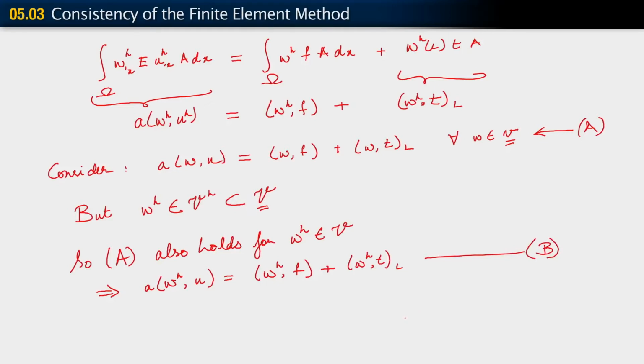Okay? Right, and this just comes from the fact that our finite dimensional weighting function also belongs to the same space V as our infinite dimensional weighting function. All right? Okay. Now, let me go back and label the proper finite dimensional weak form that we work with as C.